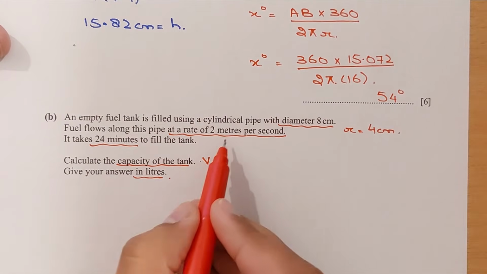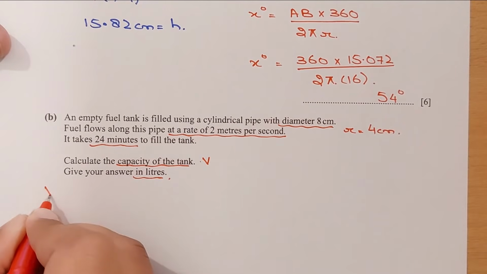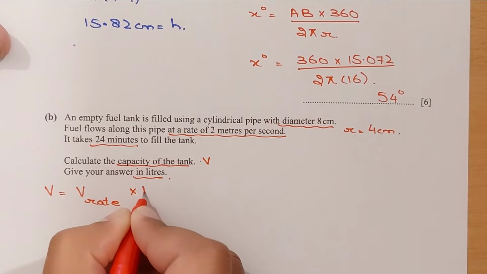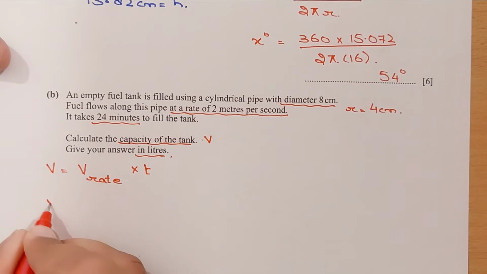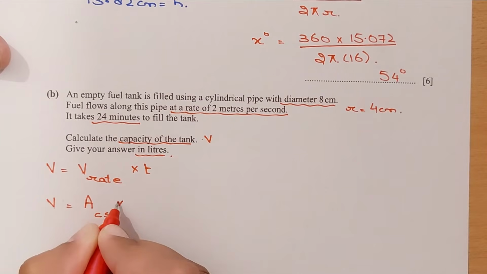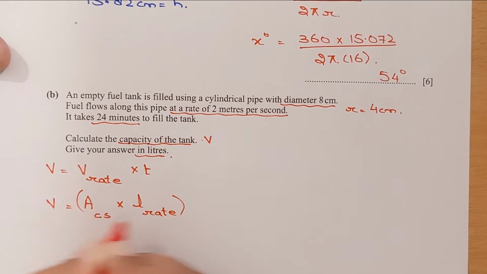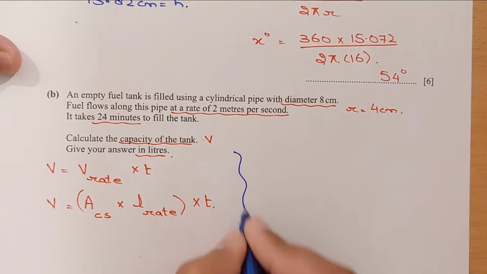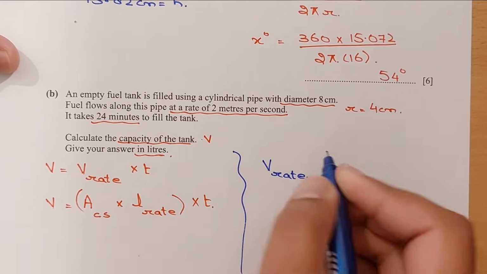Right, so when we have given the volume flow rate and the time, and we have to find the volume, we have to use the formula that volume equals the volume flow rate multiplied by the time. And what is the formula for volume flow rate? Volume flow rate is equal to the area of cross section times the linear flow rate. First let me simplify the volume flow rate.